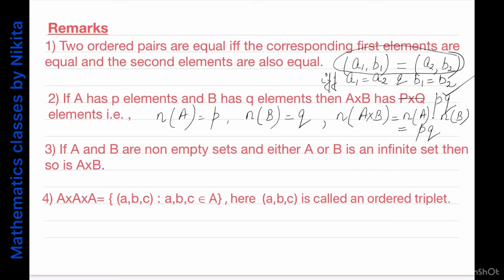Now next we see how to define A cross A cross A. So A cross A cross A is nothing but the set of all ordered triplets. So now instead of a pair we are talking about a triplet. Triplet means it has three coordinates: the first coordinate, the second coordinate and the third coordinate. So this is the set of all A comma B comma C such that A is coming from capital A, B is coming from capital A, and C is coming from capital A. So here A comma B comma C is called an ordered triplet. Okay, so now we are moving to three-dimensional space.